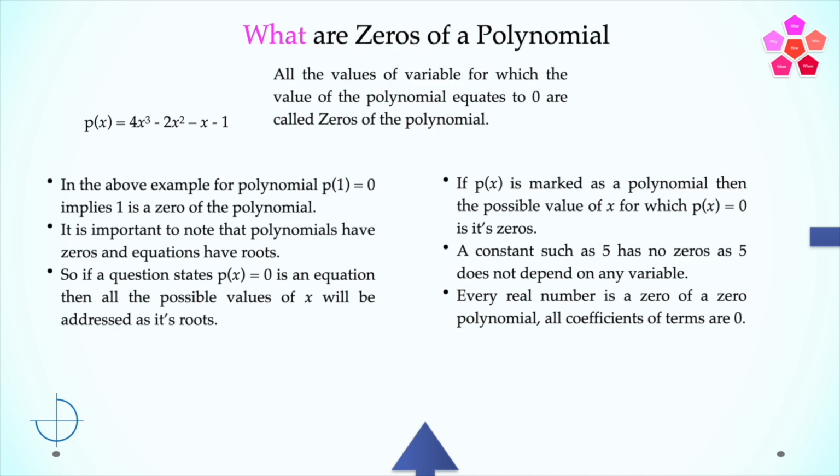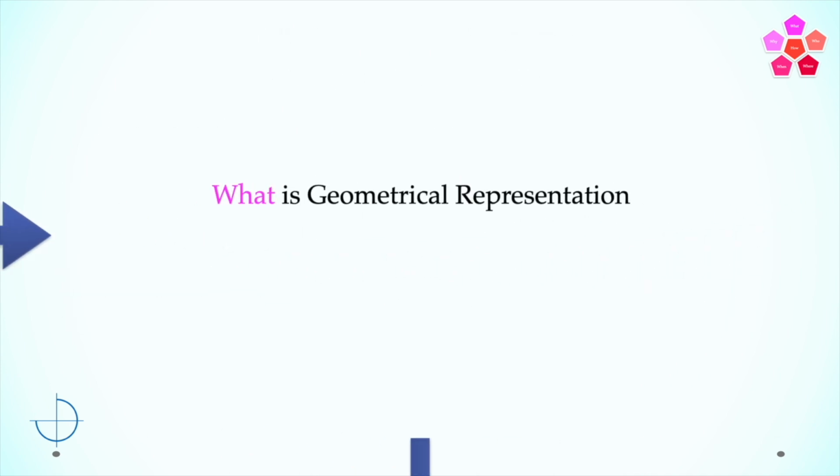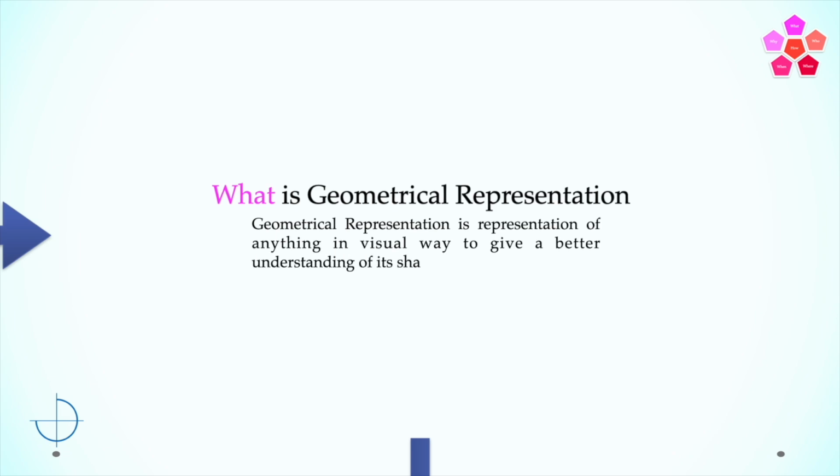In the next steps, let's look at the geometrical representation of linear, quadratic, and cubic polynomials and the geometrical interpretation of zeros. So, what is geometrical representation? That would be the first question. Geometrical representation is representation of anything in visual way to get a better understanding of its shape. The objective of this course is to make you understand the geometrical representation as plotting of graphs for polynomials and the representation of zeros on the graphs.